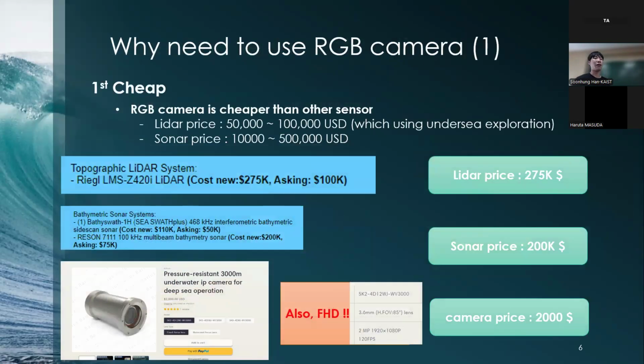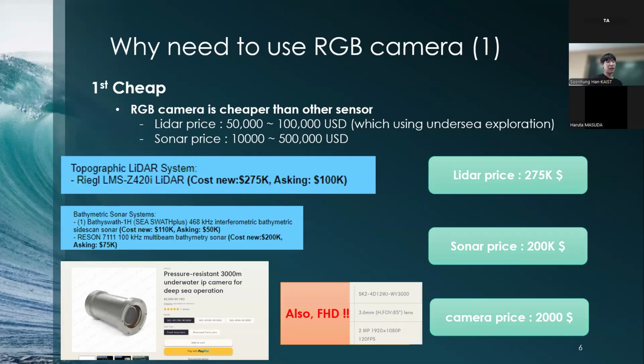Why do we need to use an RGB camera? First, it's very cheap, the most important reason for our topic. A LiDAR for undersea exploration is $50,000 to $100,000, and sonar has a price of $10,000 to $500,000. I looked at a website that sells LiDAR or sonar for undersea exploration. The LiDAR cost is $75,000, and the sonar is $110,000.